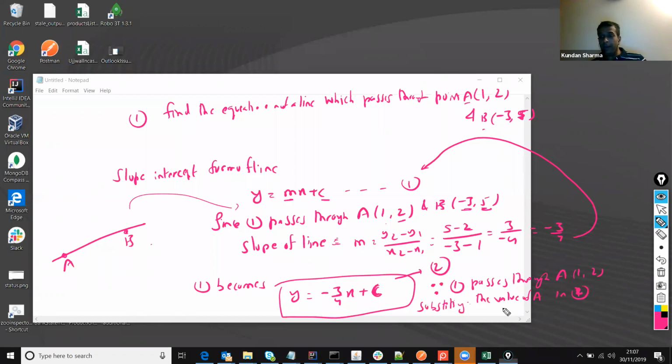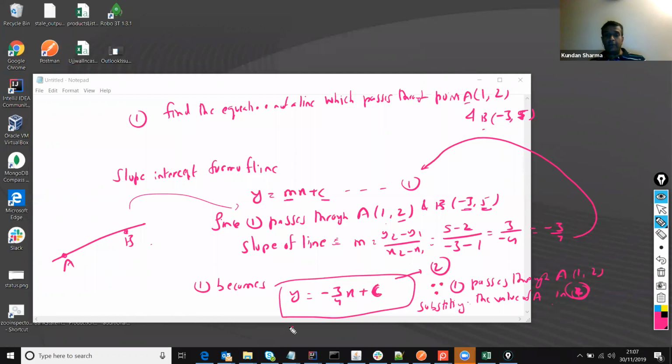And instead of 1, now I am saying that where I need to substitute the value, because this is now a derived value. I have to substitute the value of m as minus 3 by 4. So now I need to substitute the value of A(1, 2) in this 2. Because 1 passes through A(1, 2), substituting the value of A in 2. 2 means I am substituting the value in this equation. Apur, is it clear to you? Yes. Agrima, it is clear to you?